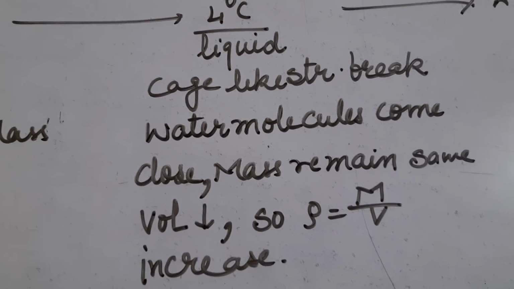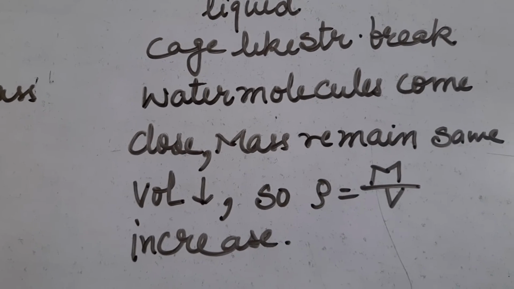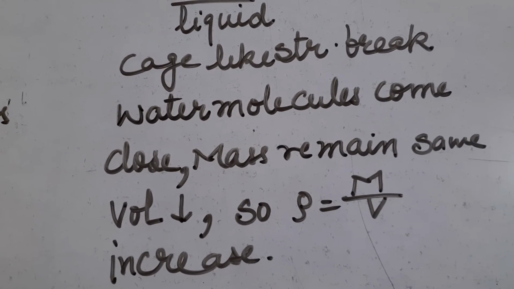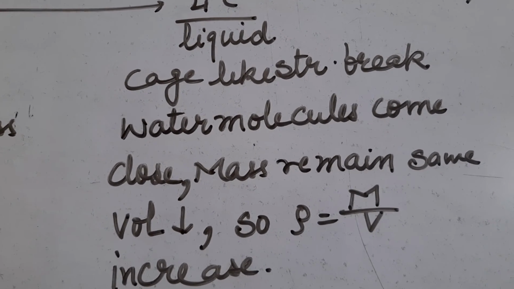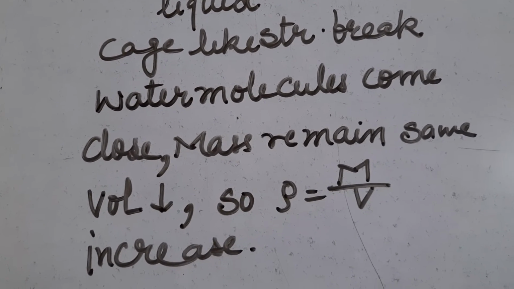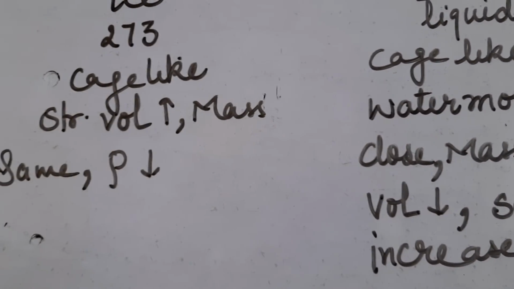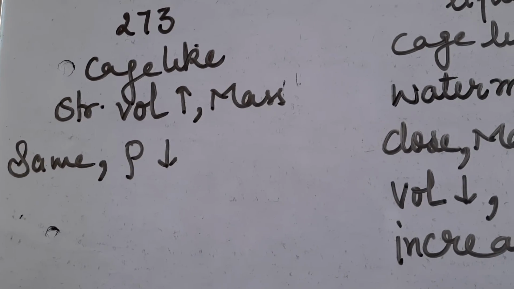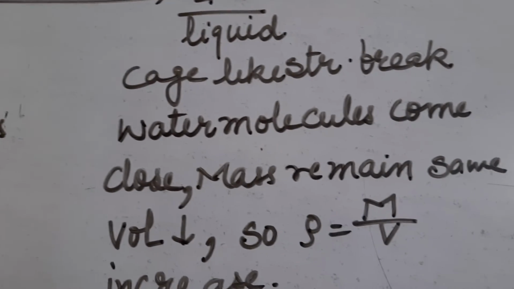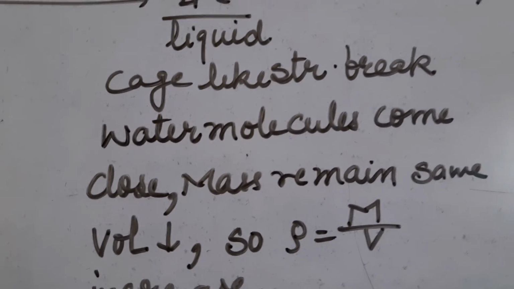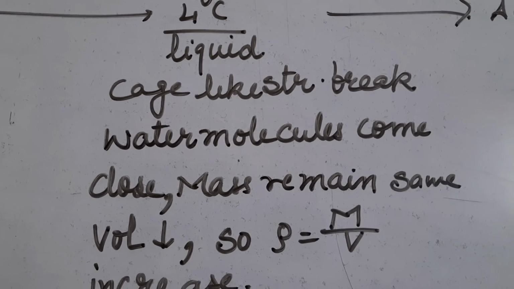So water shows maximum density at 4 degrees Celsius because at 4 degrees Celsius water exists in liquid state which has minimum volume, so its density will be high. But as we increase the temperature, volume further increases and density decreases. As we decrease the temperature, water shows a cage-like structure, so volume further increases and density decreases. So this is the temperature at which water shows maximum density.